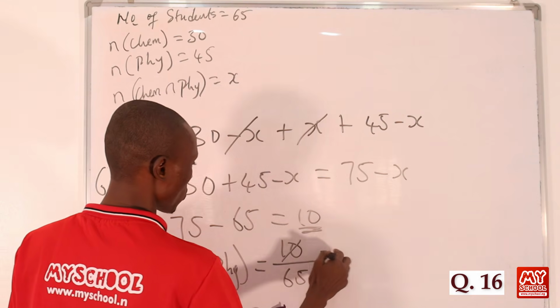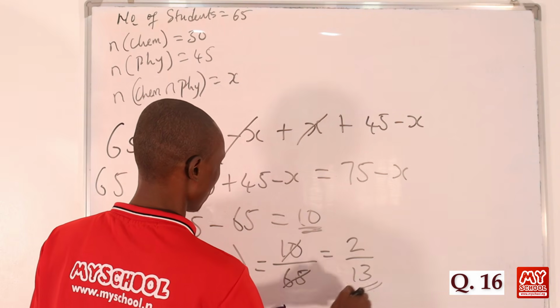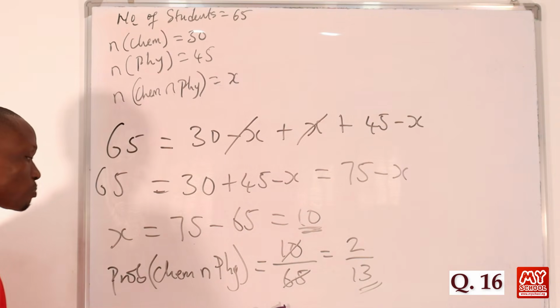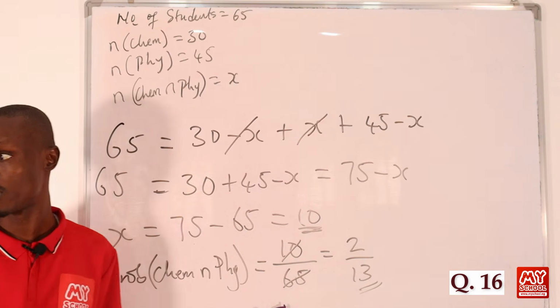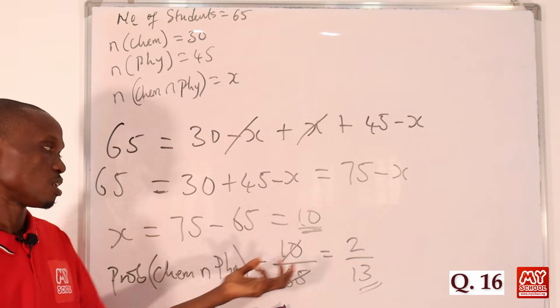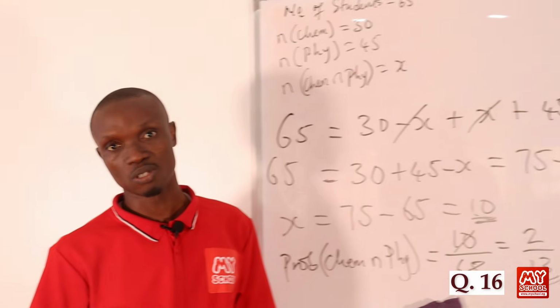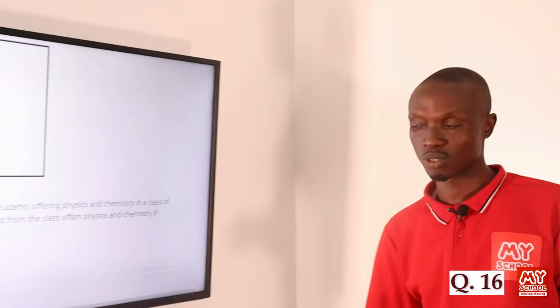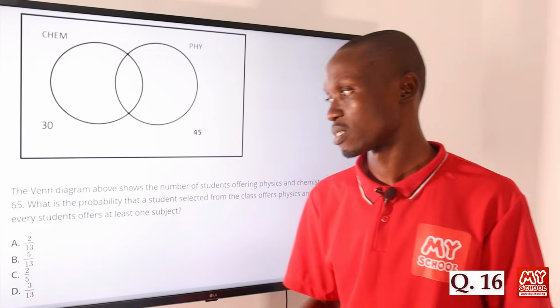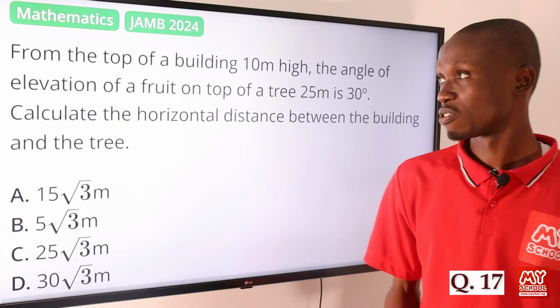So 5 here will be equals to 2, and 5 here will be equals to 13, right? So the probability of selecting a student from the class that offers both physics and chemistry is equals to 2 over 13. So let's return back to the screen to pick the correct answer to this question, and that is option A, 2 over 13. Question 17.